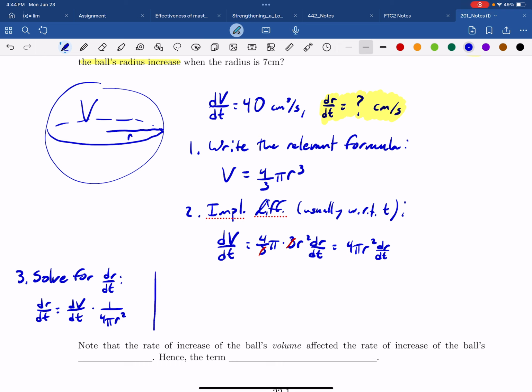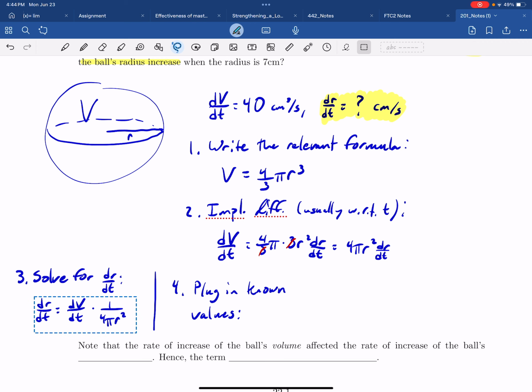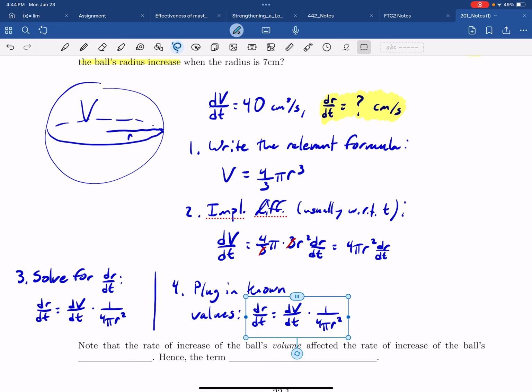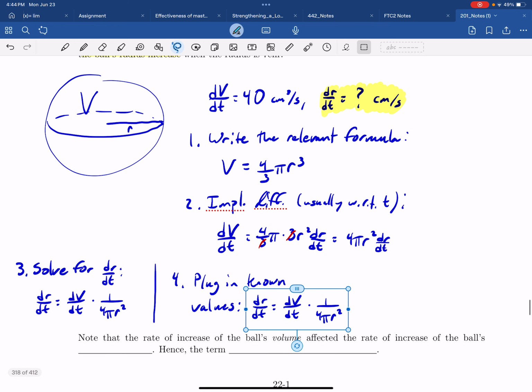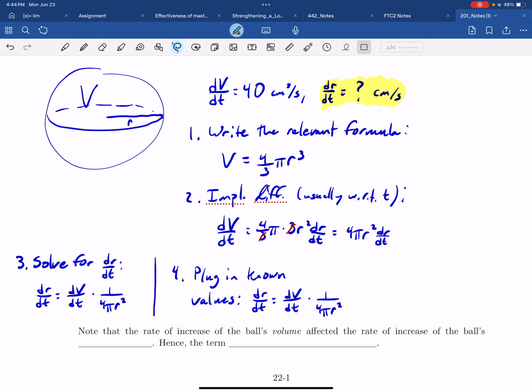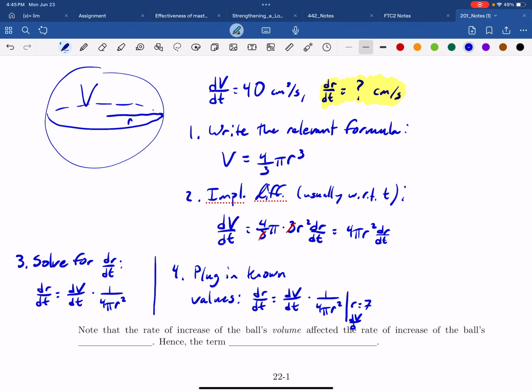And then last is step 4, which is plug in the known values. So when we do that, first of all, let me just copy and paste this guy over because I'm literally using the same thing. In fact, you can just skip right from 3 to 4 if and when you're used to doing this. Anyway, we're just going to use this notation. r equals 7, right? And dV over dt equals 40.